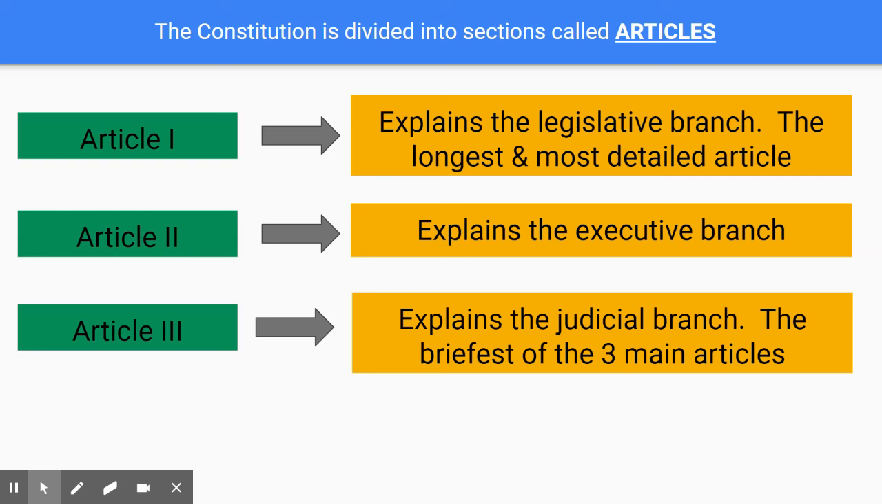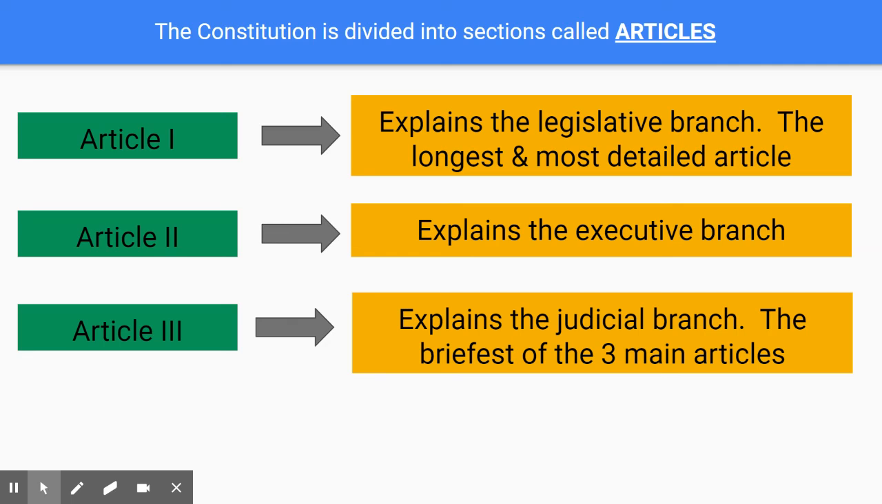Article 3 deals with the judicial branch. And compared to Article 1, it's the opposite. This is by far the briefest of the three main articles. Article 1, Article 2, and Article 3 spell out the three branches, so we consider them to be the three main articles. Of the three, the one relating to the national court system is by far the briefest.